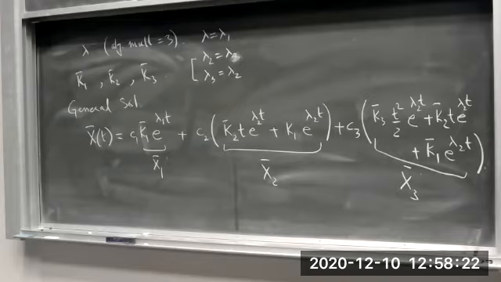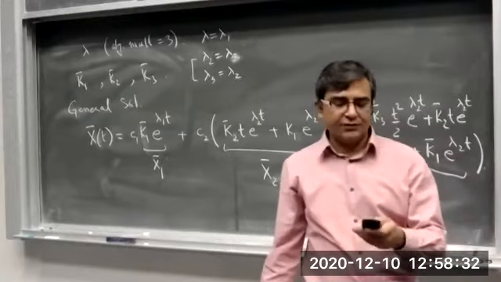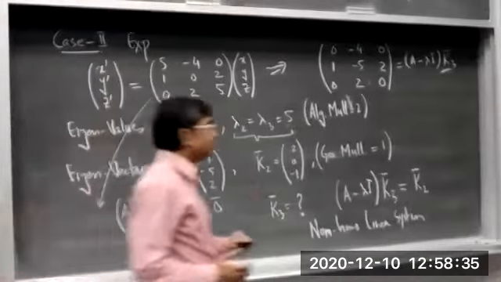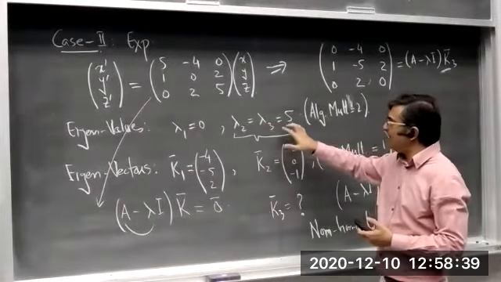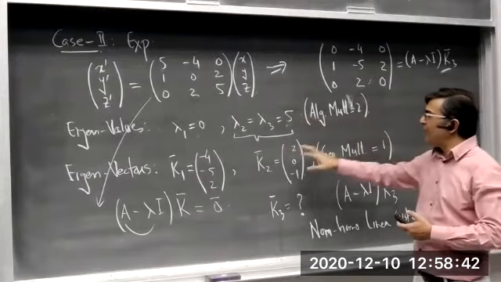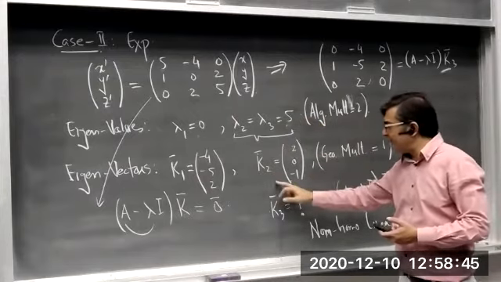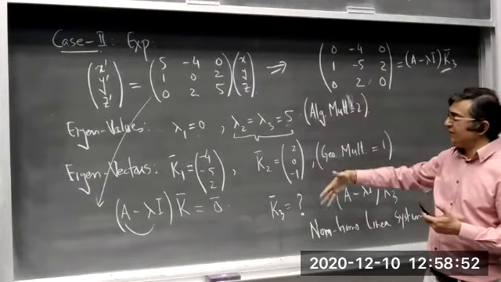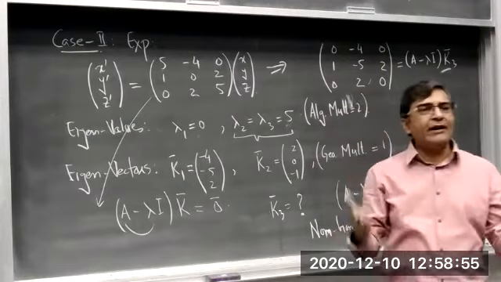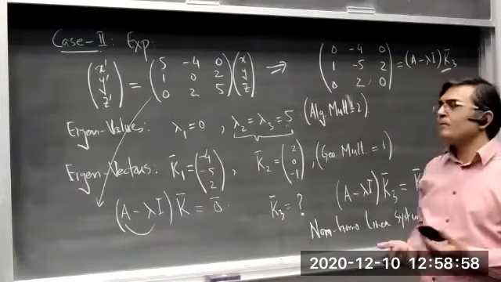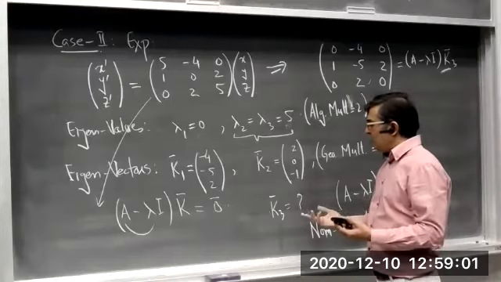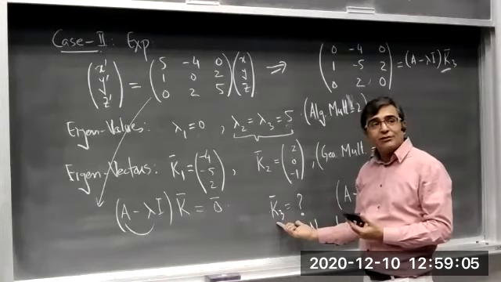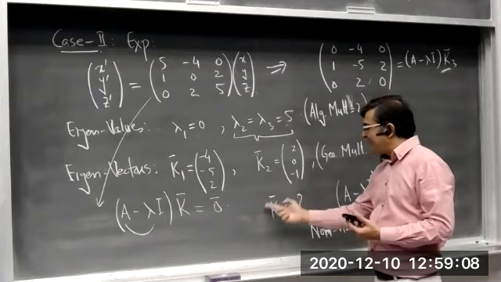Why is it mandatory to find k3? Because we have a 3 by 3 system. These eigenvalues are repeated, so the algebraic multiplicity is 2, but only one eigenvector has been found. We have to find another eigenvector in order to write the general solution of the given 3 by 3 system. We must have 3 linearly independent solutions, which form a fundamental set. So it is mandatory to find k3.